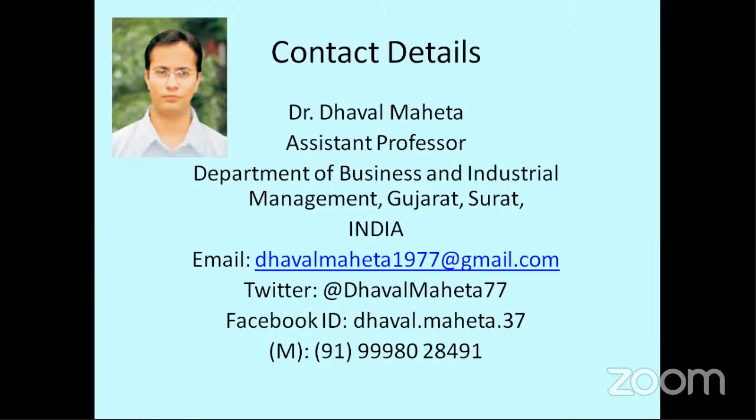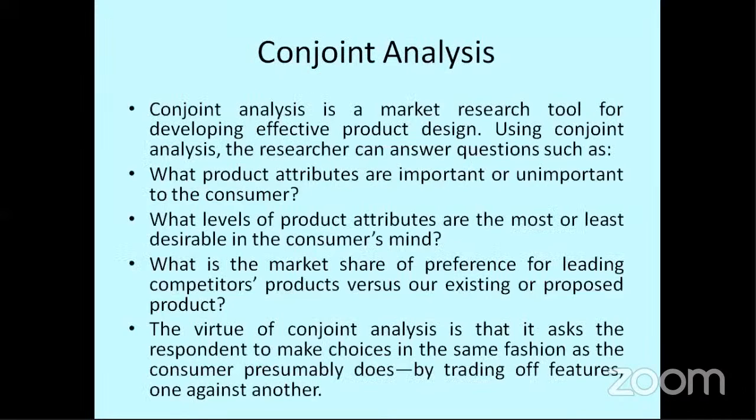Now, what's different in this? Let's try to understand why we are using conjoint analysis. Conjoint analysis is a market research tool for developing an effective product design. Using it, the researcher can answer simple questions: what product attributes are important or unimportant? Let me give a very simple example. If somebody is buying a car, there are many factors or attributes which a person considers. It's not necessary that the weightage of each factor is similar. If I'm buying a car, I'll give some weight to the brand, some weight to the color, some weight to the engine, and I may not give any weight to some features.